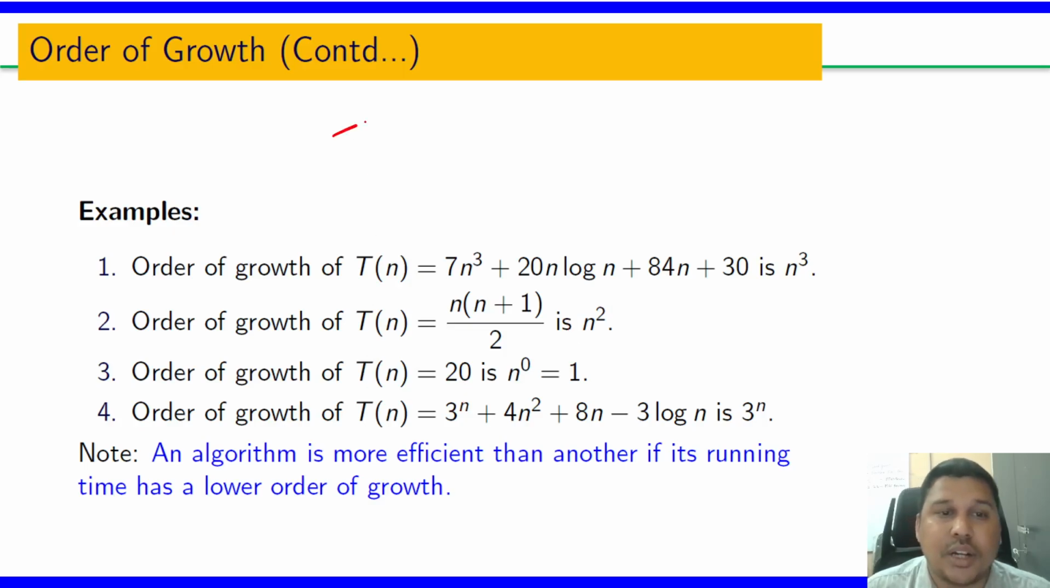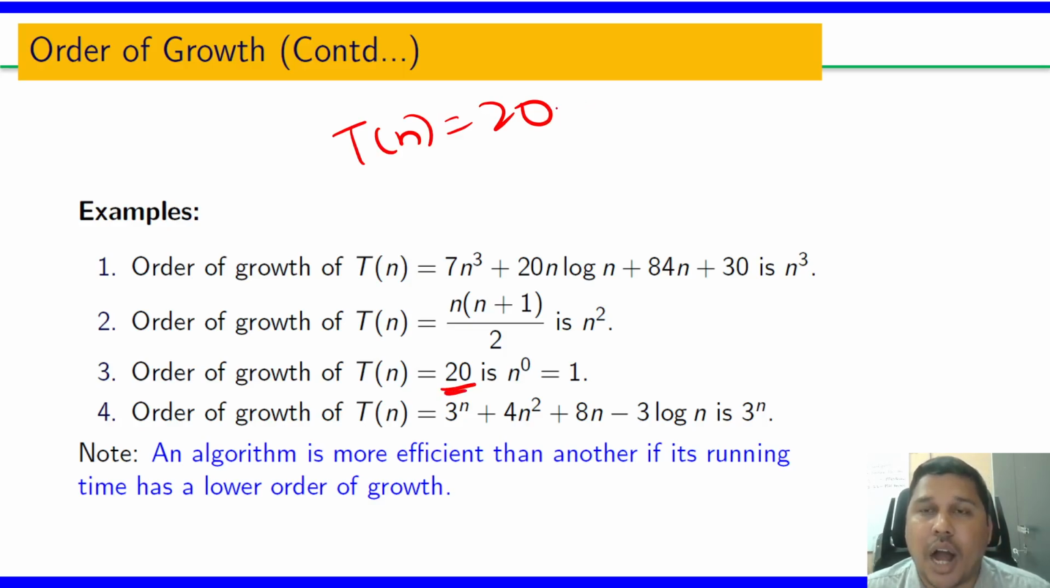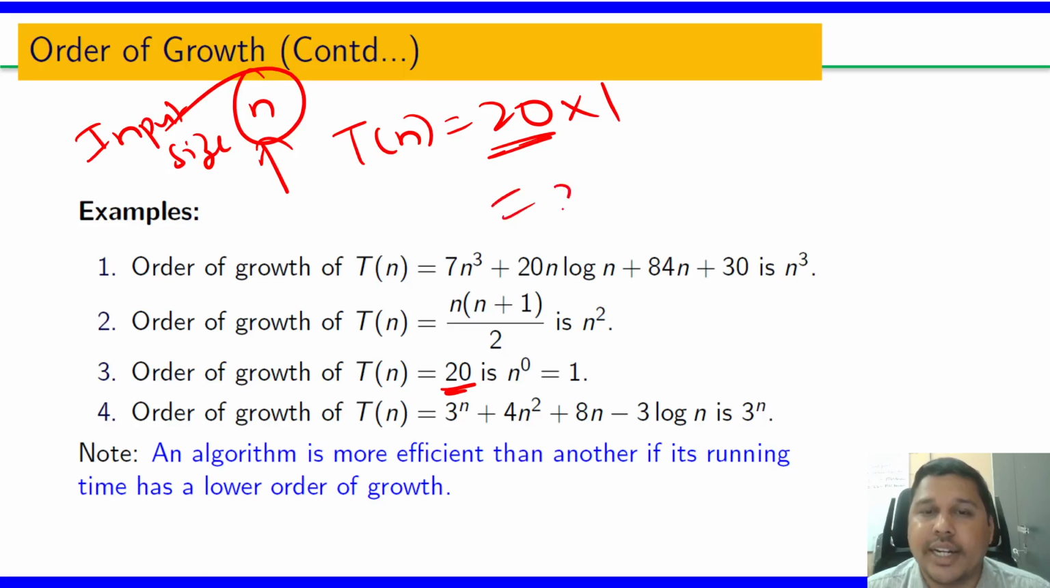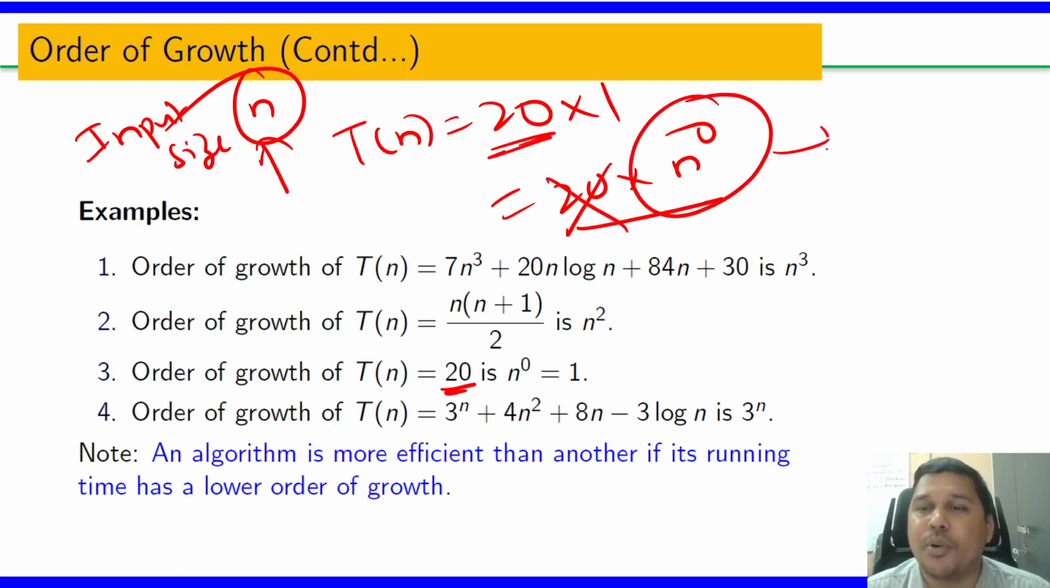Now, what is given? The running time is 20. Always we have to express the order of growth in terms of the input size, that is n. Always you have to tell the order of growth or running time in terms of n only. That is the input size. Here it is 20. It is equal to 20 into 1. It is 20 into n power 0. So here there are no other lower order terms. This is the only term. In that, I have to ignore the constant. So it becomes n power 0. n power 0 means 1. Therefore, the order of growth of 20 is 1.